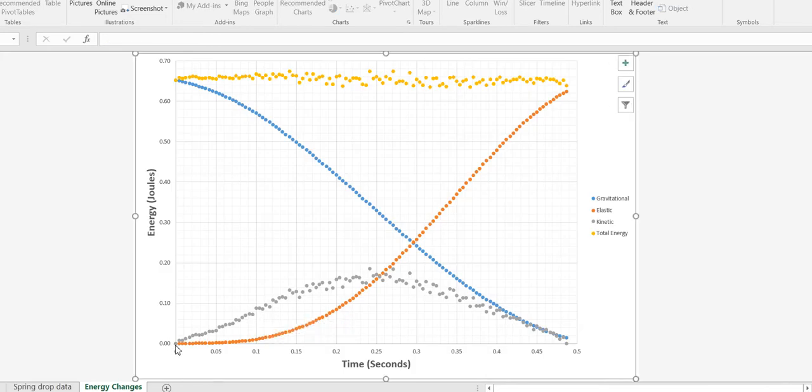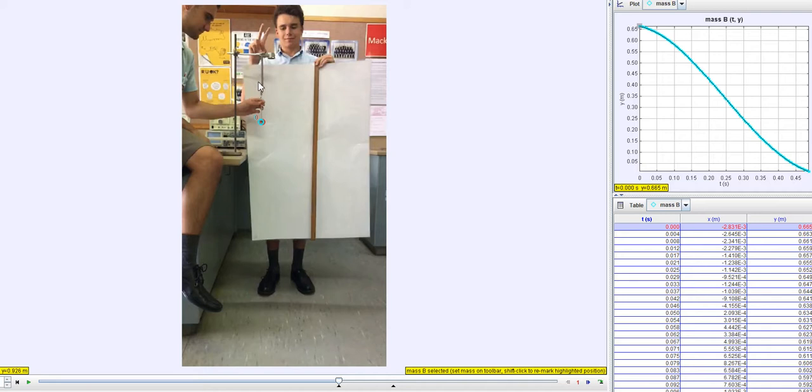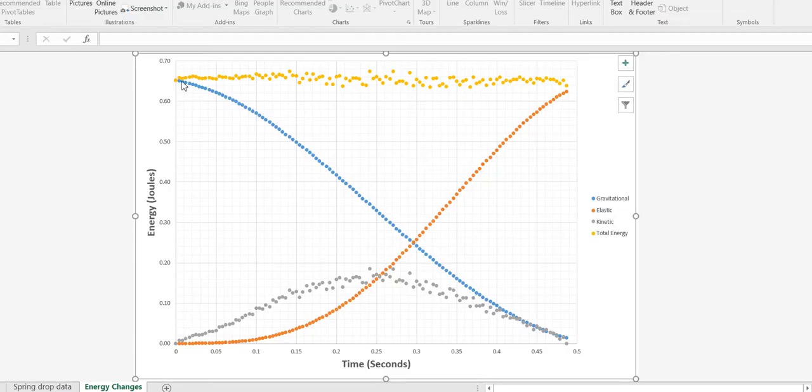You can see at time 0, the blue chart here, plot represents the gravitational potential energy. So it's all gravitational potential at the point. If we go back to our original video, right at the start, you can see we've got no stretch in the spring, no elastic potential energy. There's no movement, means there's no kinetic energy either. So if we go back to our graph, that's why we've got all gravitational potential and no kinetic and no elastic potential. Okay, so that sums up to give us our total sum.